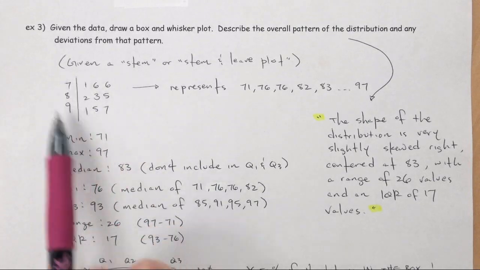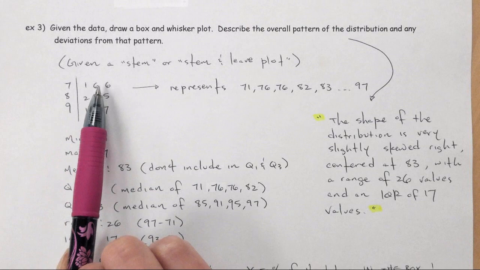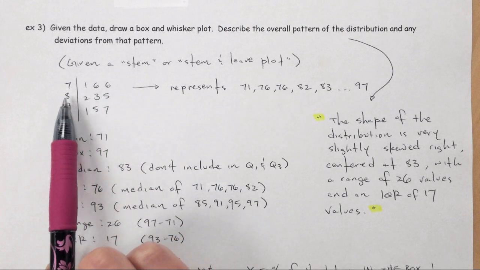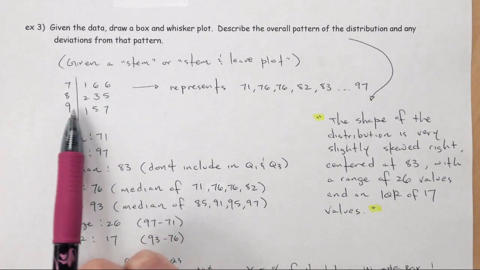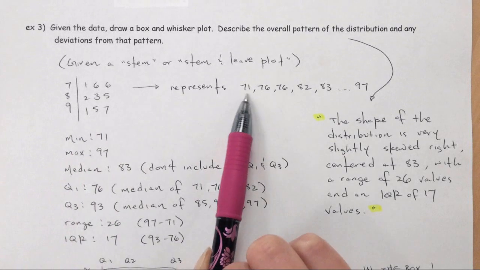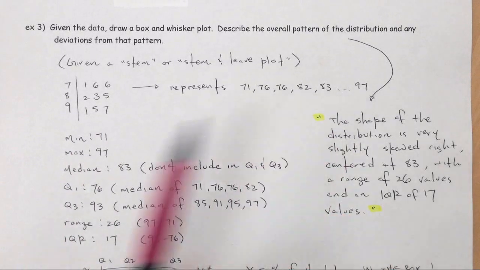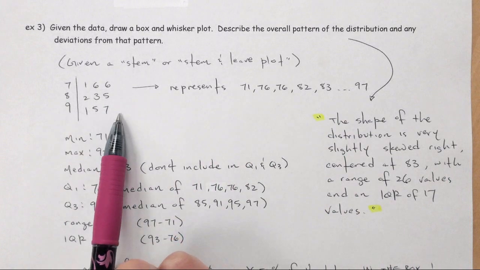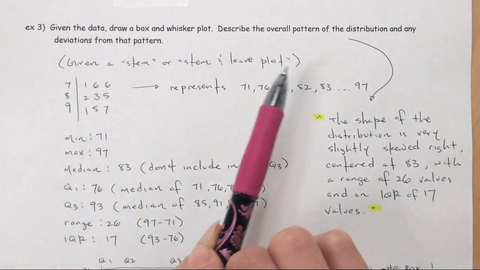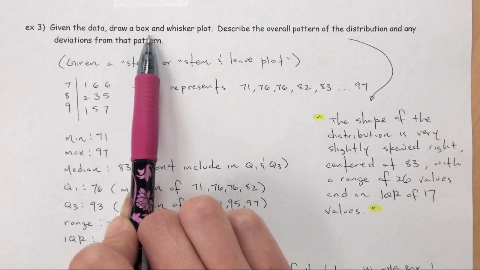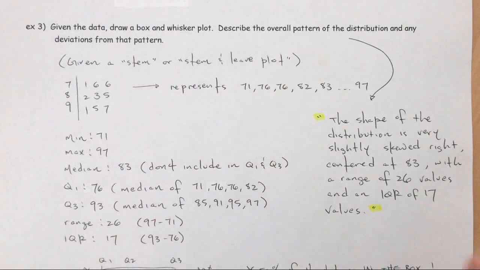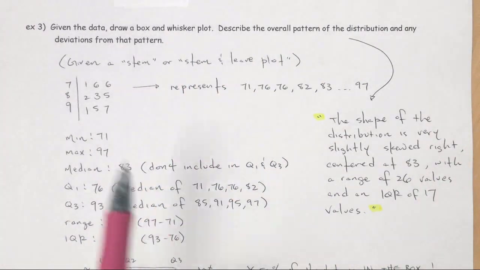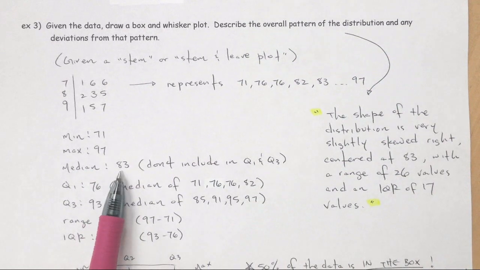So this represents 71, 76, 76, 82, 83, 85, 91, 95, 97. So it represents all of those numbers. And then using these numbers, so there's 9 numbers total, we want to draw a box and whisker plot. For a box and whisker plot, we need multiple things. We need a min, a max, a median.